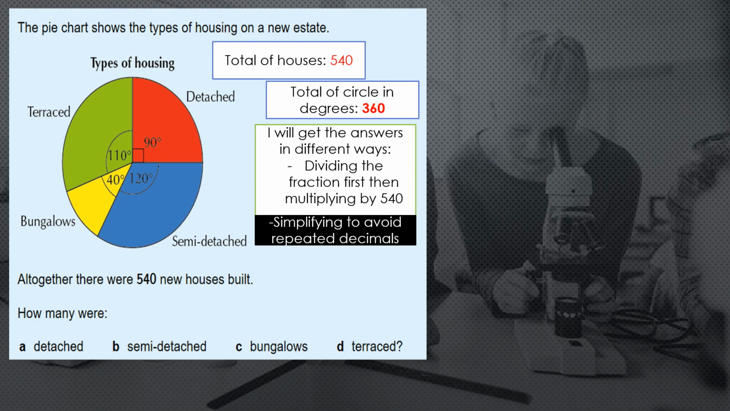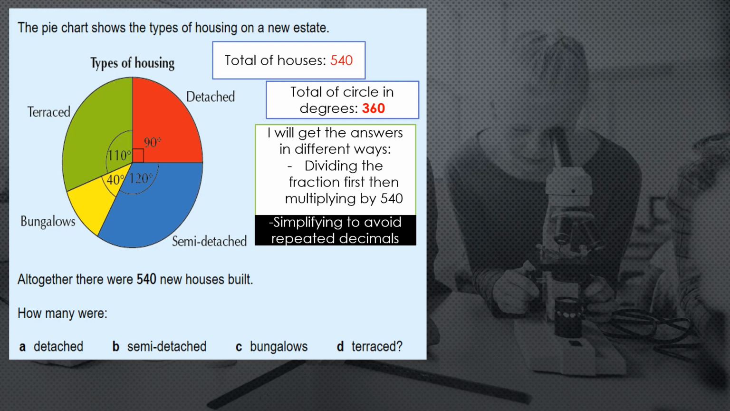First of all, you need to know a few things. You have to know the total number of houses, which is given as 540 new houses. Then, since you are dealing with angles, you have to know the total rotation for angles, which is 360 degrees. Now, to find the answers for parts A, B, C, D, you can do either of two calculations: dividing the fraction first, then multiplying by 540, or simplifying, because as you know, sometimes you get repeated decimals. So let's see.